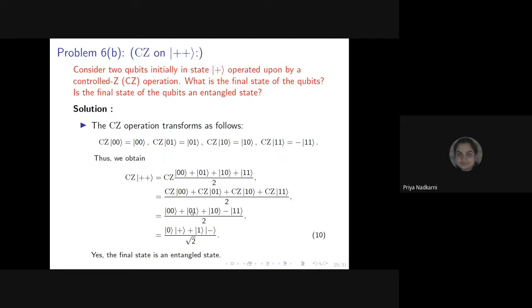Now taking the common factors, let's look at these two together first. We take the 0 out, and we are left with (|0> + |1>)/root 2, that is, a plus state. Again, here we take 1 out, and we're left with (|0> - |1>)/root 2, which is a minus state. So we get the state in this particular form. As we can see, this is an entangled state, because we cannot represent the state of the first qubit independently of the state of the second qubit. So yes, the final state is an entangled state. We'll be using this relation in the next problem.